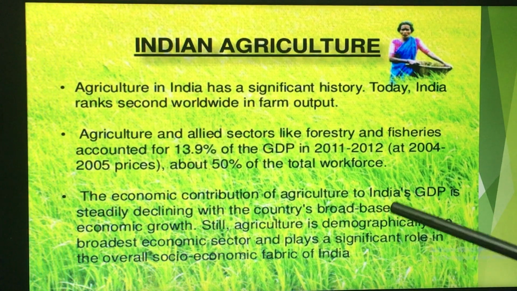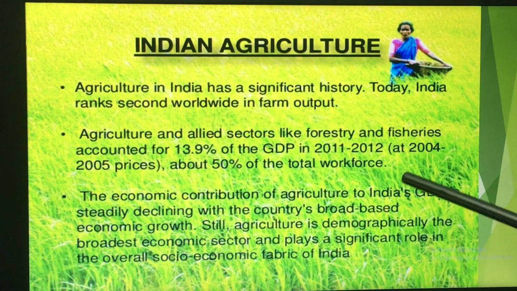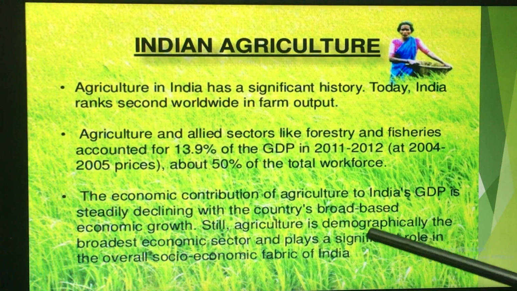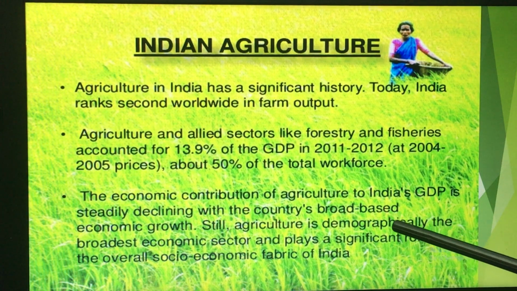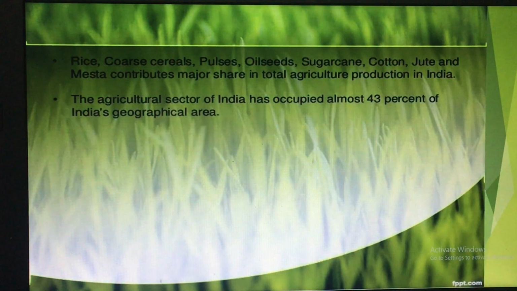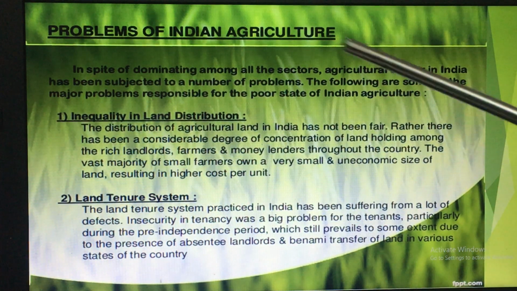And agricultural productivity is declining day by day due to the lack of irrigation facilities, lack of technology, lack of fertilizer. There are many causes that lead to depletion in the production of the agriculture sector. Still, agriculture is demographically the broadest-based economic sector and plays a significant role in the overall socio-economic fabric of India. So, what are the problems that Indian agriculture is facing nowadays?